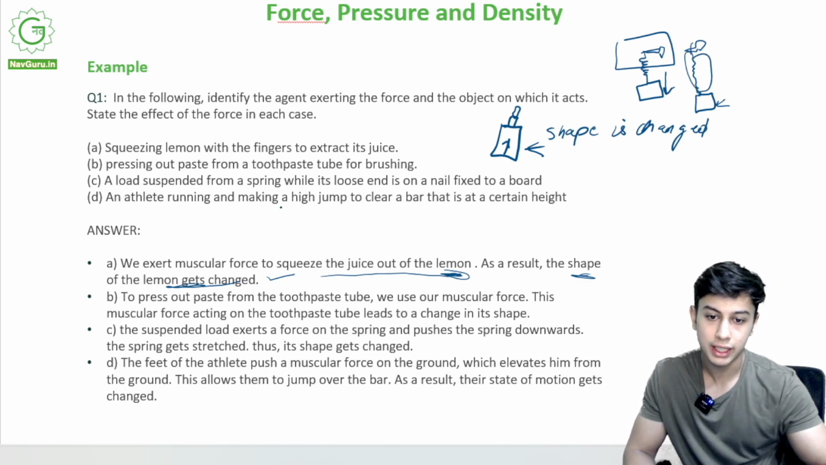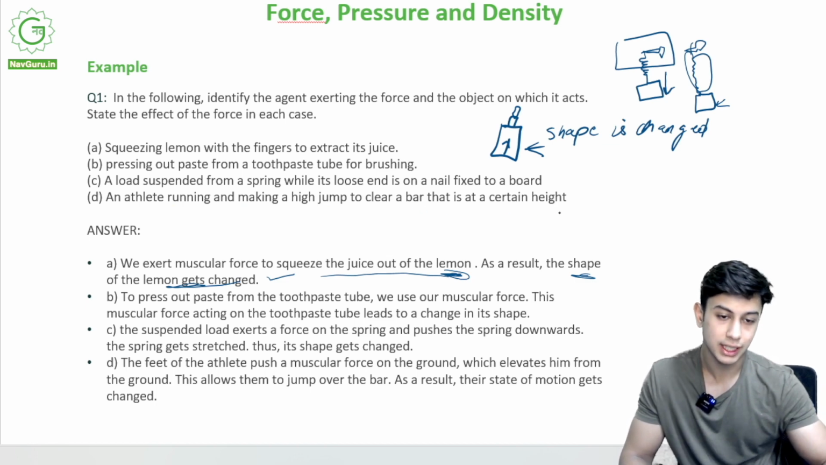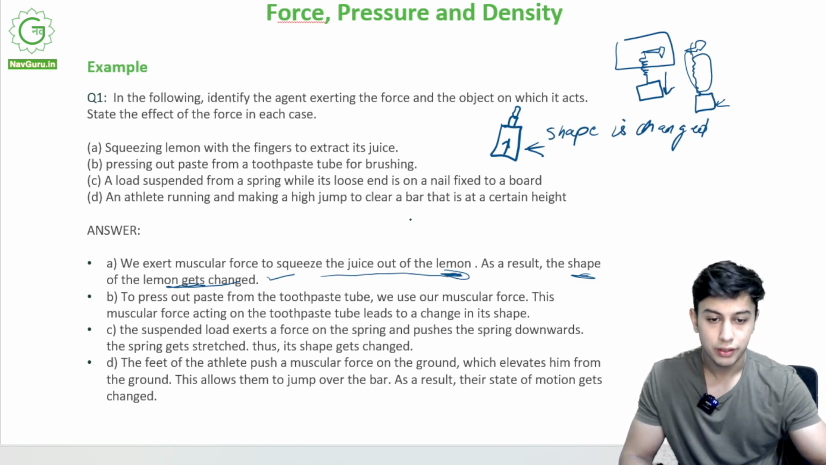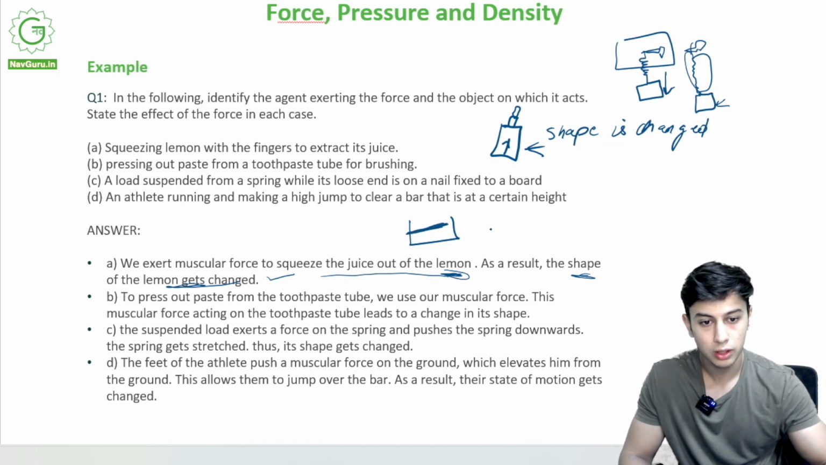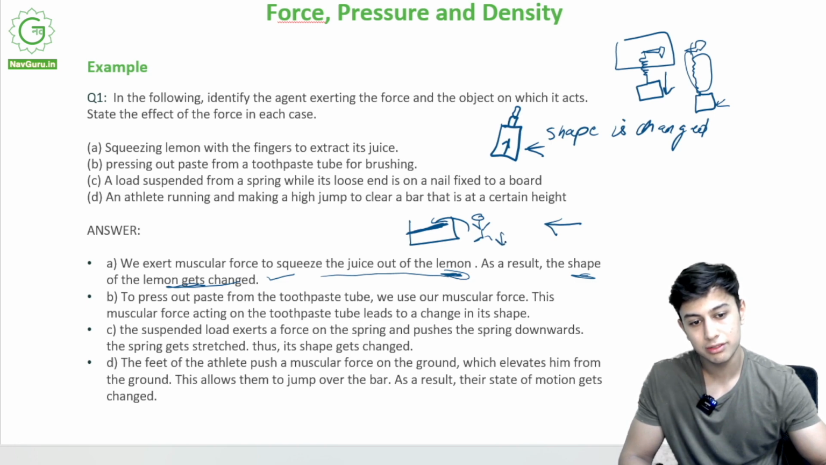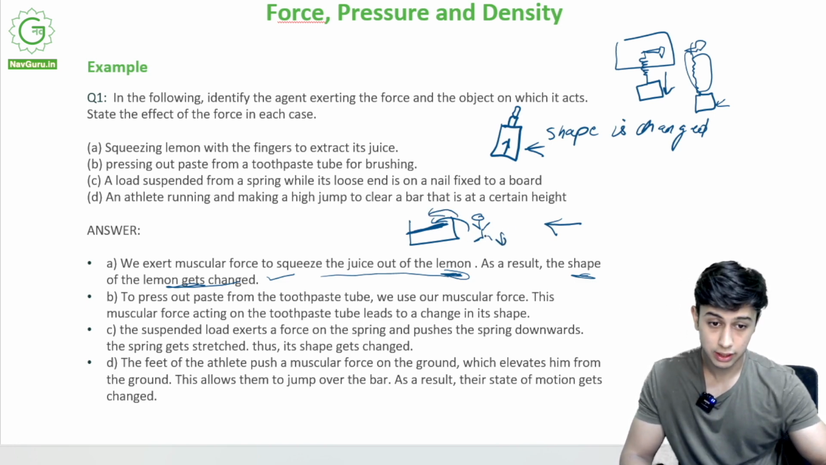An athlete running and making a high jump to clear a bar that is at a certain height. If you've seen athletes, supposedly this is a pole. The athlete has to jump over it. He will run towards it, exert some force on the ground and he will go up. So who is exerting the force? The athlete. On what? The ground. What happens? He goes above it.